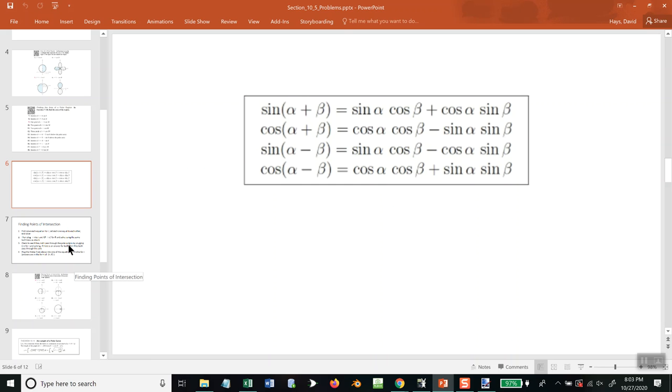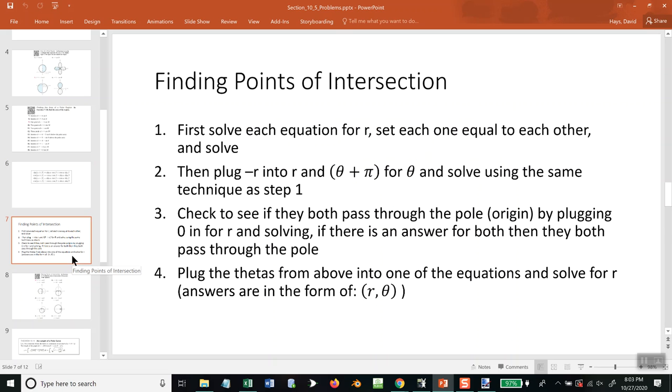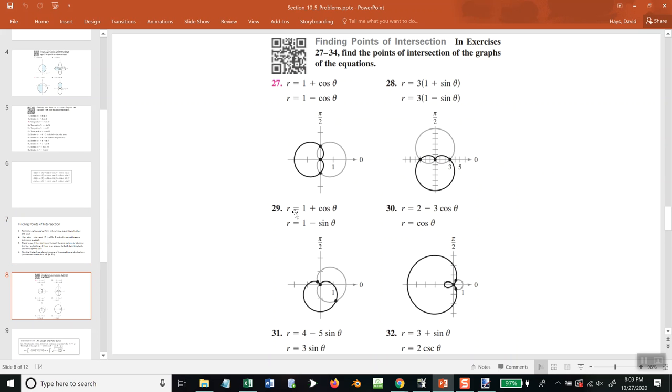Now the next problems, and I may just work one example of this because this is an optional topic. I just found it kind of neat. I'm not sure where you'd actually even use it, but I liked it. Finding points of intersection. And I'll upload this PowerPoint. Like this, these two graphs here, you're trying to find these points of intersection. So let's look at number 27.